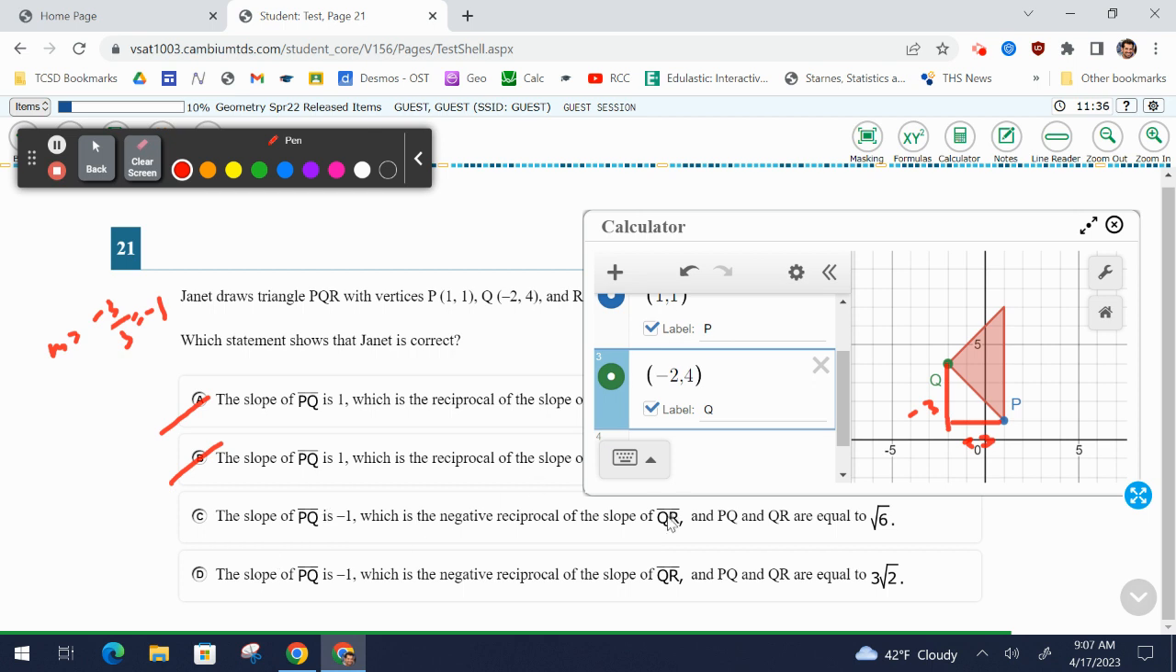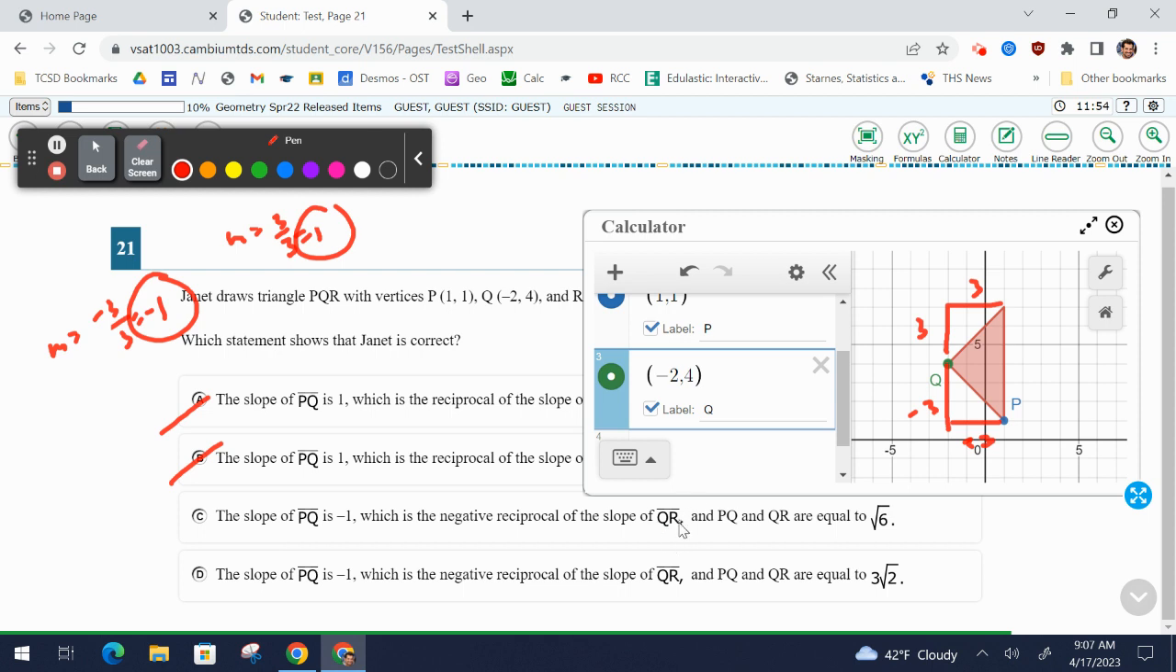Now we want to find the slope of QR. So QR would be up 3 and right 3. Up 3 and right 3. So that would be a slope of 3 over 3, which is a slope of 1. So negative 1 and 1 are opposite reciprocals. Right? So there we go.